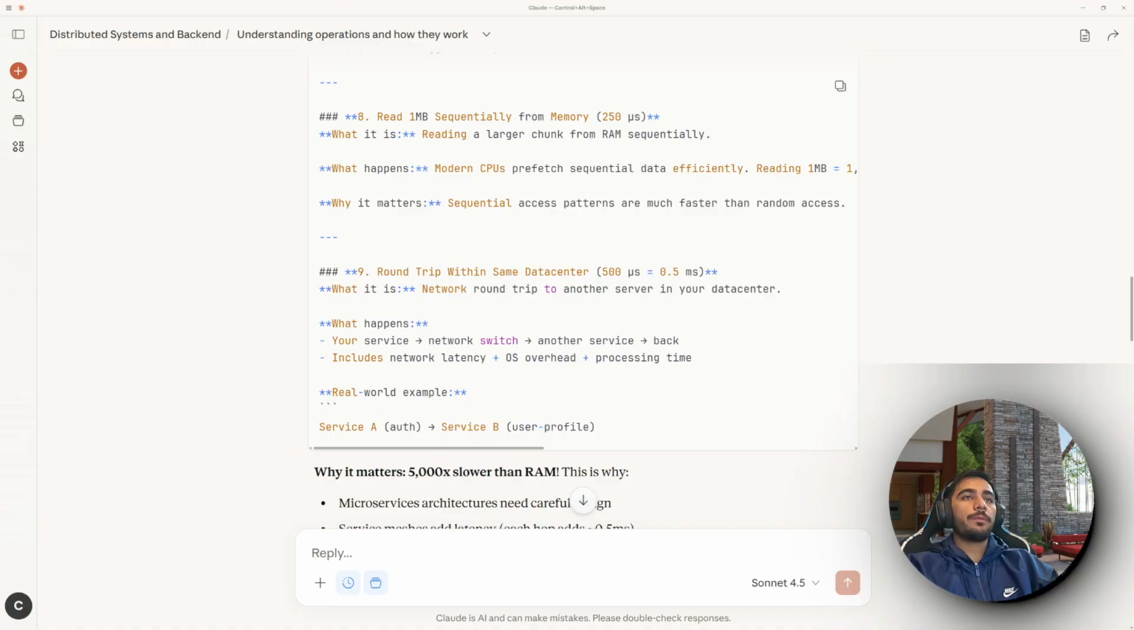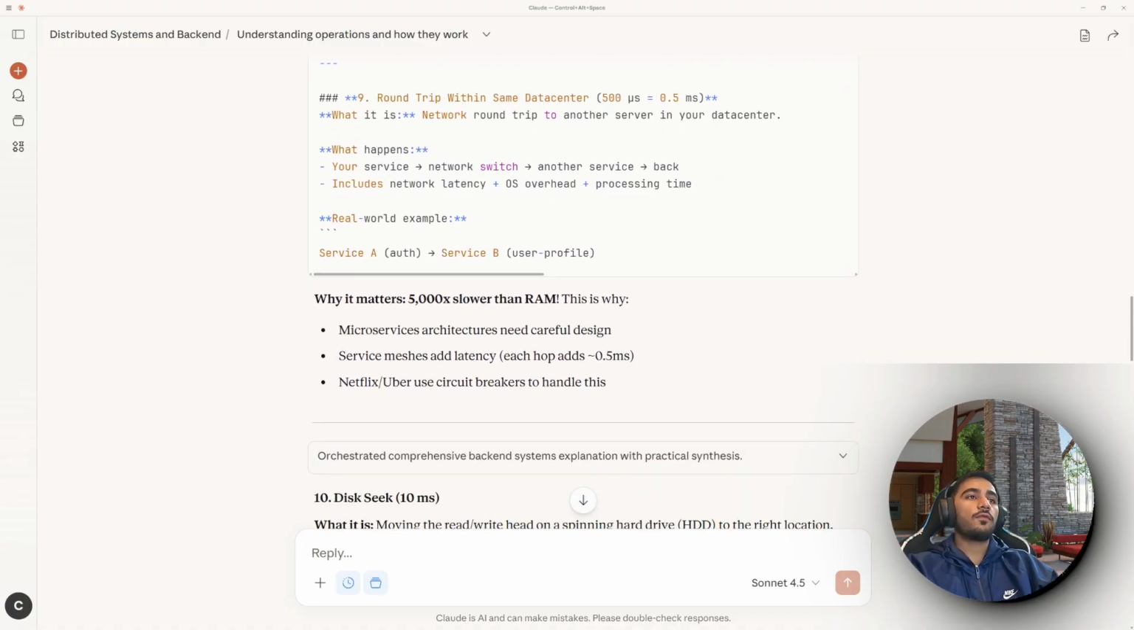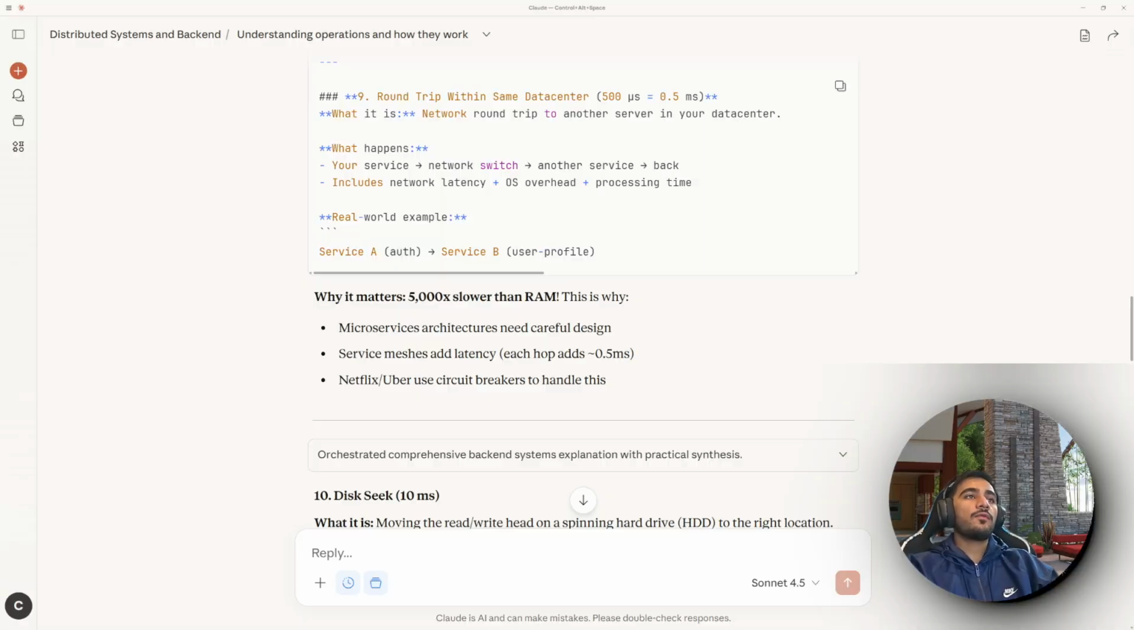So a round trip within the same data center takes 0.5 milliseconds, or 500 microseconds. What it is: a network round trip to another server in your data center. What happens? Your service goes through the network switch, calls another service, and then comes back. This includes network latency, OS overhead, and the processing time of the request on the other server to provide you with whatever you are looking for. For example, there is a service A which handles all of your authentication. Then there is service B which stores user profiles.